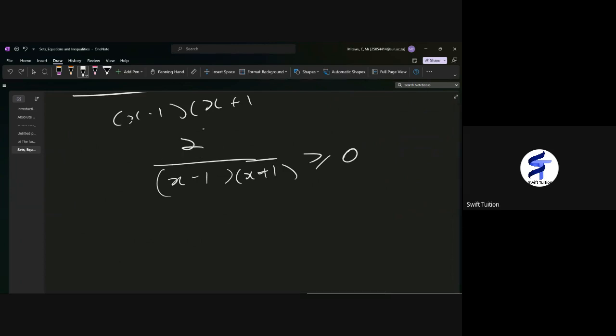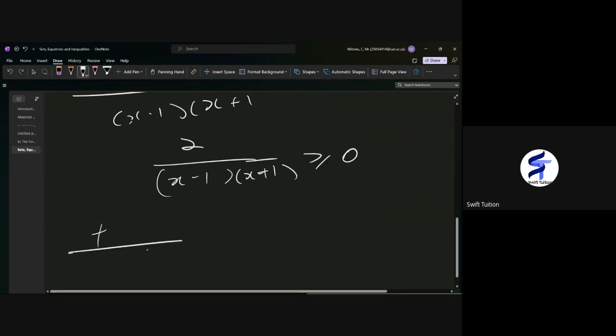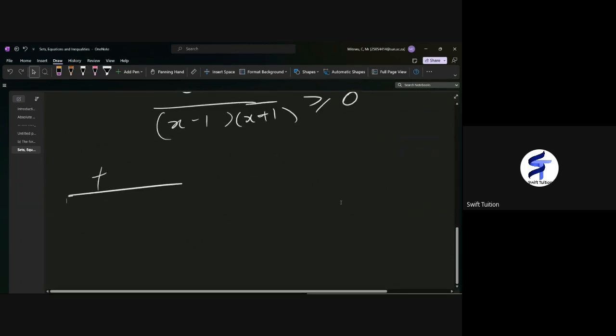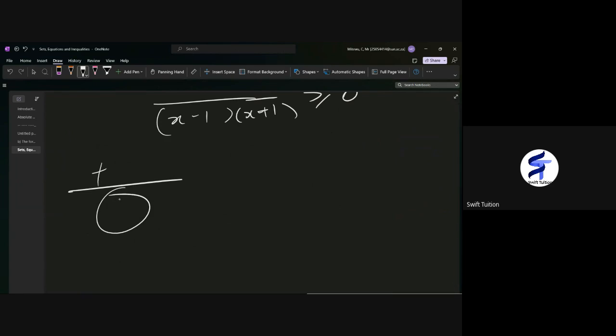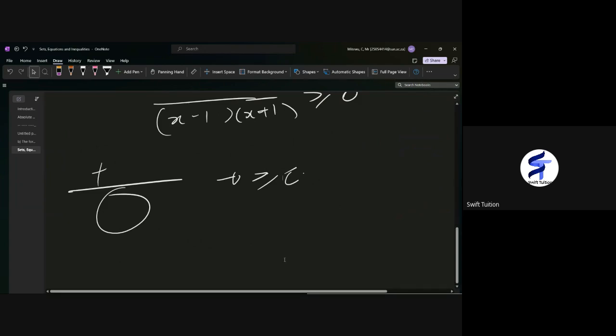If the numerator is always going to be positive, and you're saying positive number divided by denominator, what sign must the denominator be for this expression to be greater than or equal to 0? Because we know the expression has to be greater than or equal to 0. The numerator is definitely going to be positive regardless of whatever happens. So the denominator has to be something. What sign must the denominator be for this to be true?